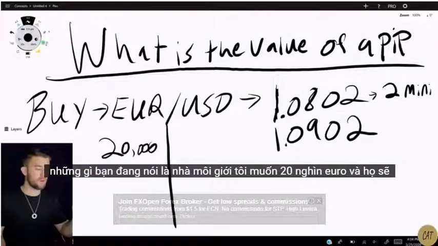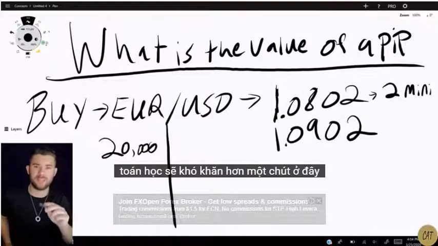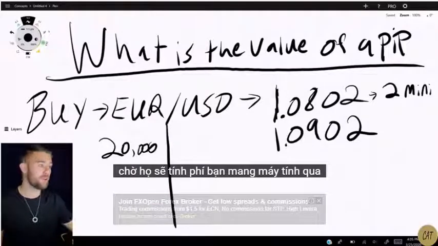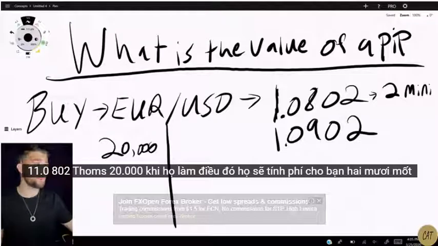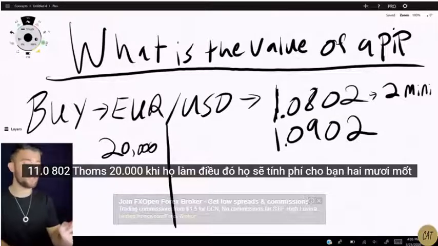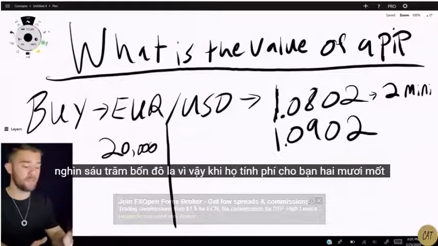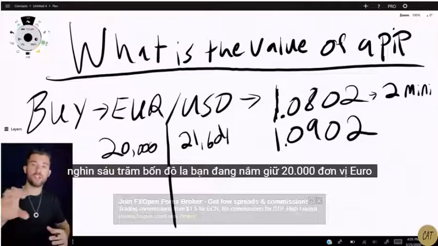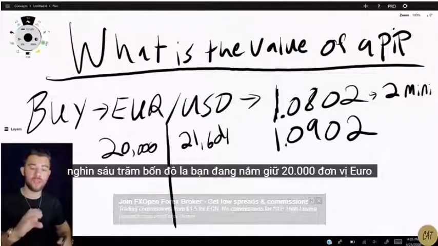And they are going to, math is going to get a little more difficult here. Hold on. They're going to charge you, let's bring a calculator over, 1.0802 times 20,000. When they do that, they're going to be charging you $21,604. So when they're charging you $21,604, you're holding 20,000 units of euro.